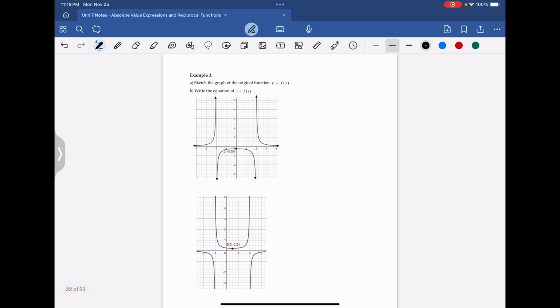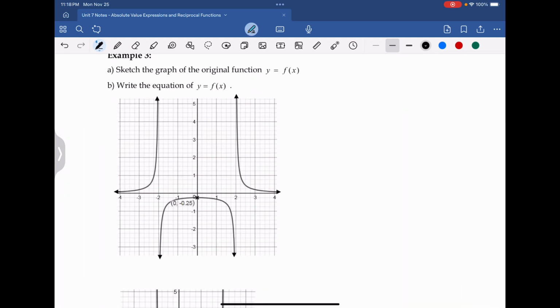Okay, let's cycle over to example 3 here. Now, we see these more complicated types of graphs here, and we're like, whoa, there's a lot going on. What we want to do right away is identify a couple points that will help us start to sketch the graph.